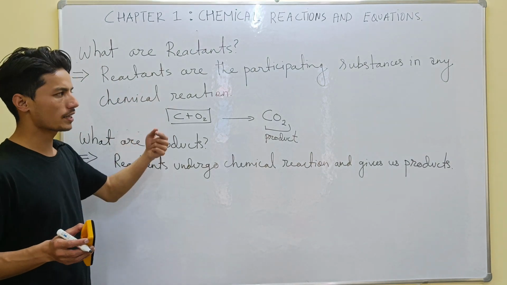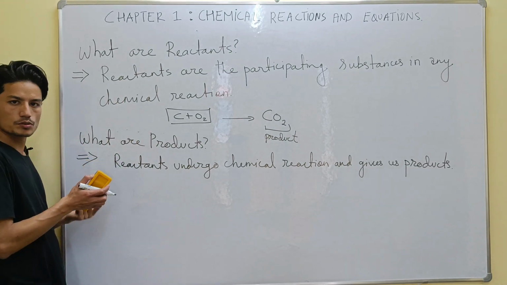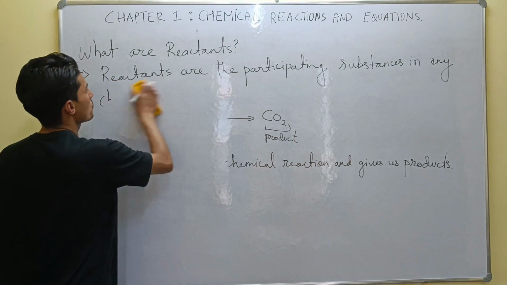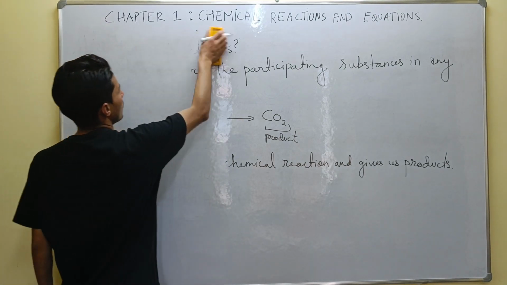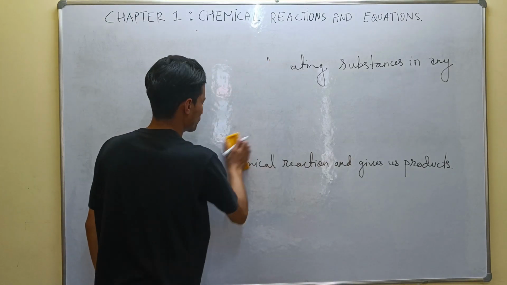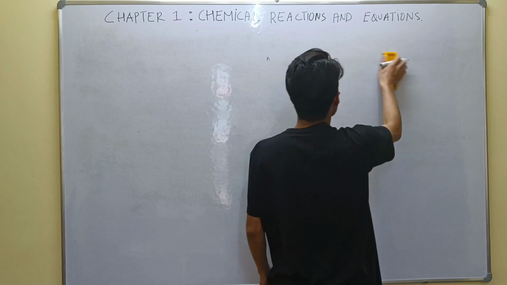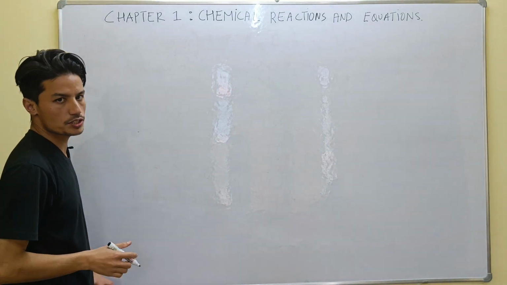Okay, so now these are not very difficult. These are just like a revision to help you build a strong concept. Because this is also important. The student should know these things: what reactants are, what chemical reactions are, and what products are.